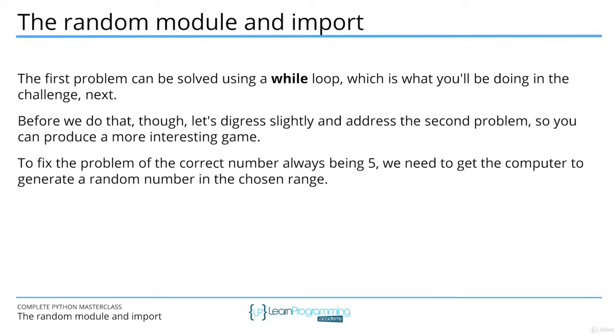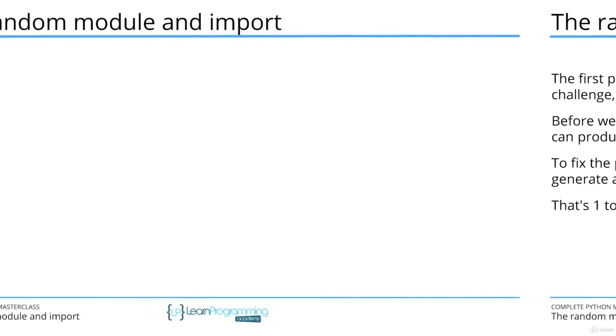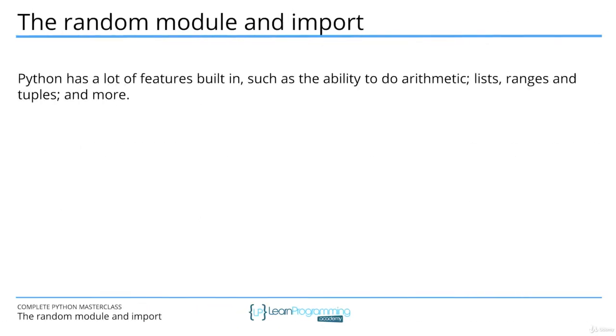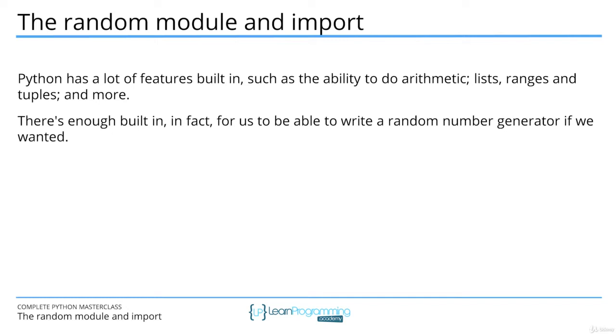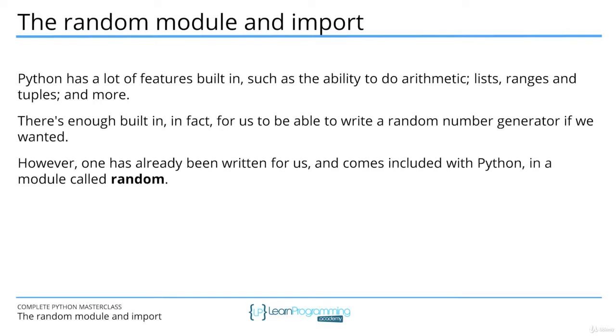To fix the problem of the correct number always being 5, we need to get the computer to generate a random number in the chosen range. That's 1 to 10 in the example, but we can extend that. Python has a lot of features built in, such as the ability to do arithmetic, lists, ranges and tuples, and more. There's enough built in, in fact, for us to be able to write a random number generator if we wanted to do that. The good news is that one has been written for us and comes included with Python in a module called random.